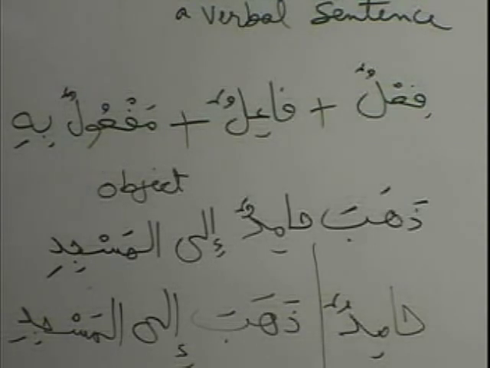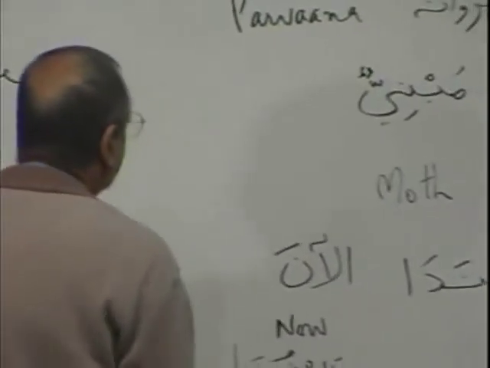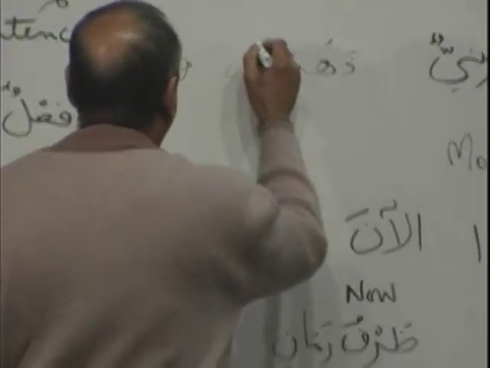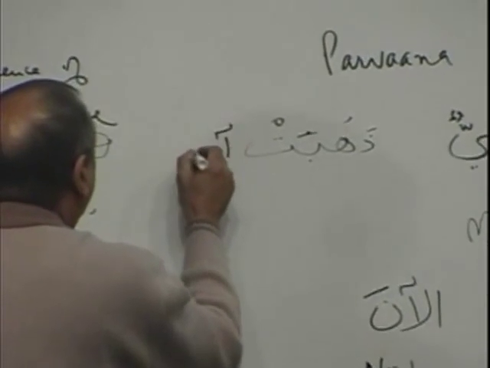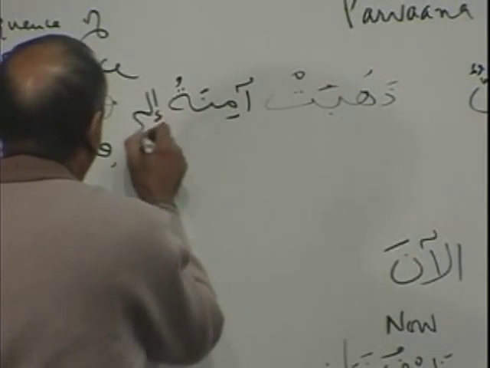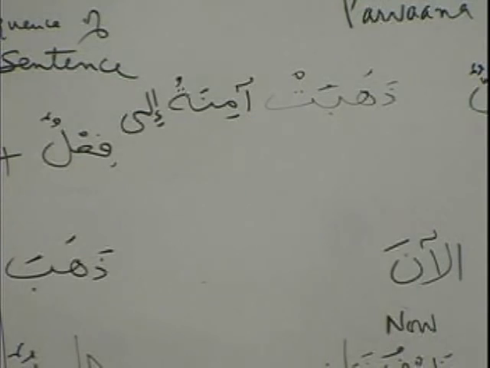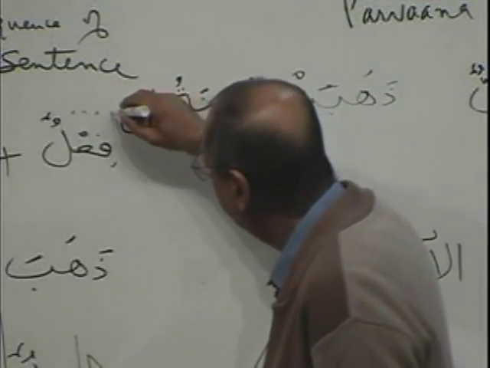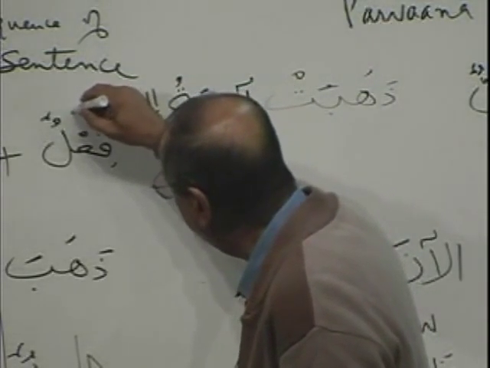Okay, now I give you another sentence. Since I have done this, let me give you one more sentence. Zahabat Aminatu. And wherever she went, whether she went to Yorkdale or she went to a flea market, I don't know. She went somewhere. Ila dot dot dot. Okay, brother and sister? Ila dot dot dot. She went somewhere.